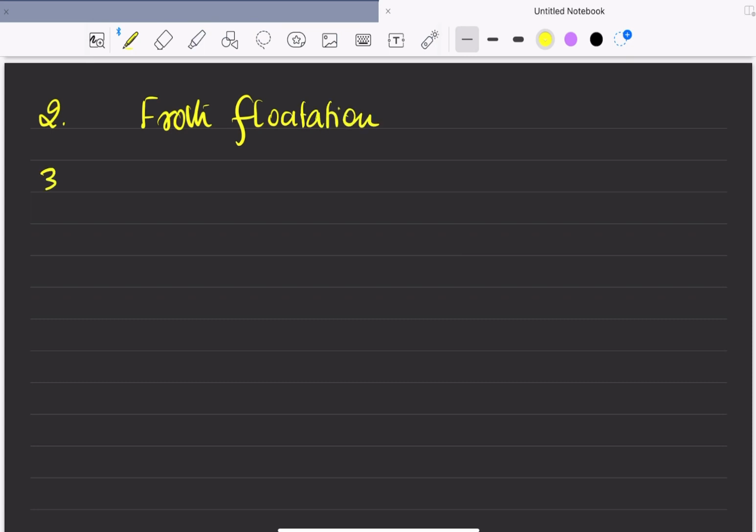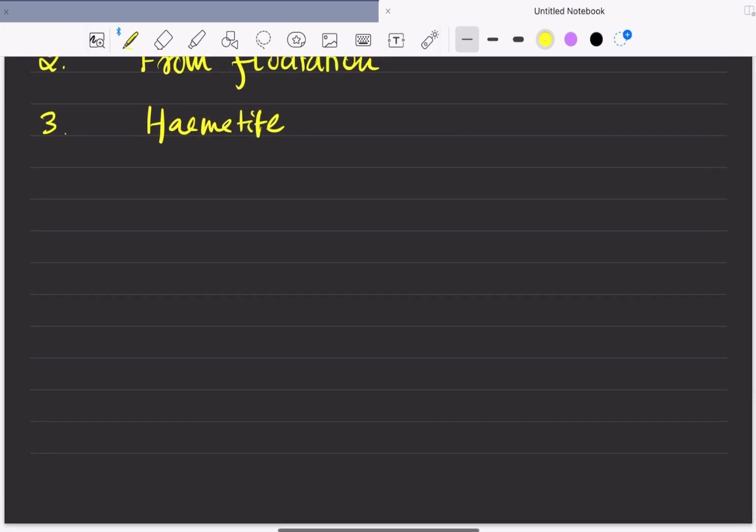Third one, fill in the blank with the correct choice given in the bracket: the most common ore of iron is, which one? Hematite, isn't it? That's the answer. Everyone knows this. Number 3 we did already. Number 4.